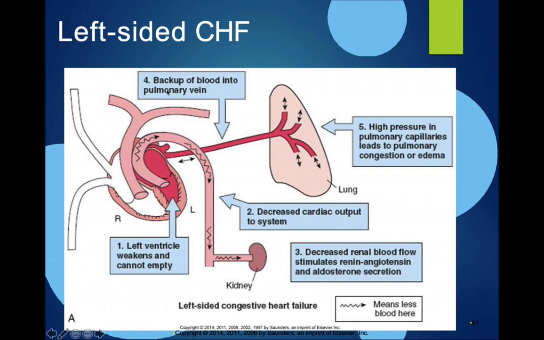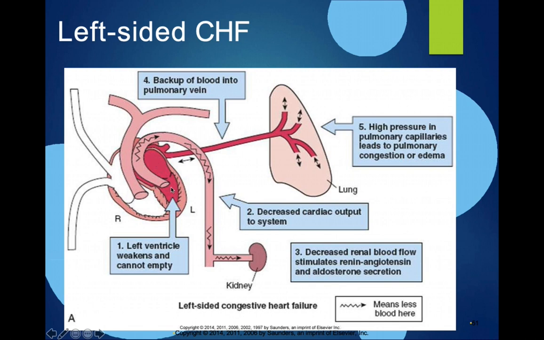So now we're going to get this backup of blood in the pulmonary vein. Remember, deoxygenated blood was pumped from the right side into the lungs, and now we're trying to drive blood from the lungs into the pulmonary vein, bringing oxygenated blood back into the left atrium.